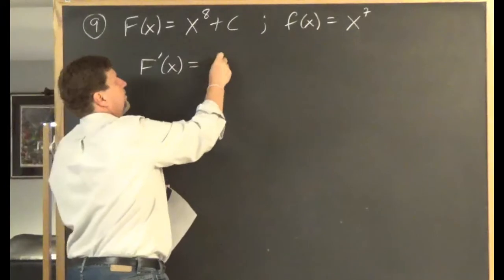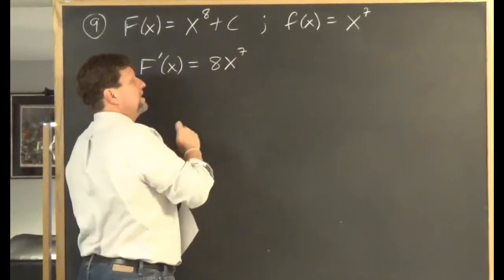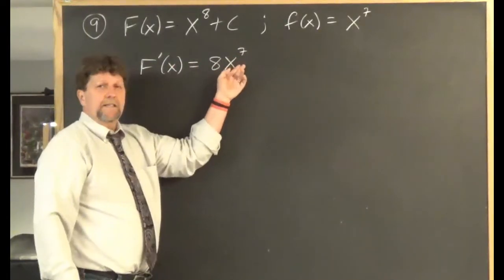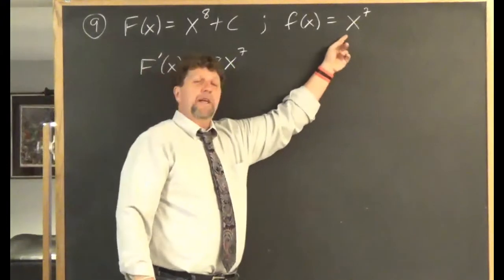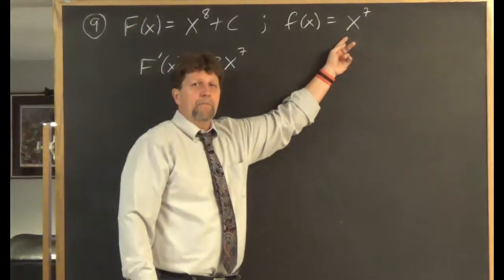So the 8 comes out front. We subtract 1 from the exponent. The derivative of a constant is 0. So the derivative of big F is 8x to the 7th. Is that the same thing as little f? No, it's not the same.